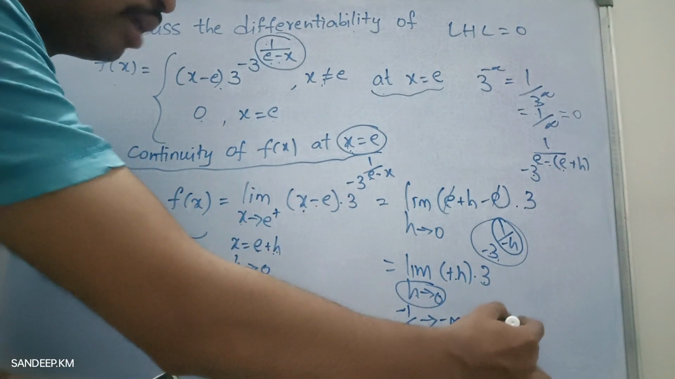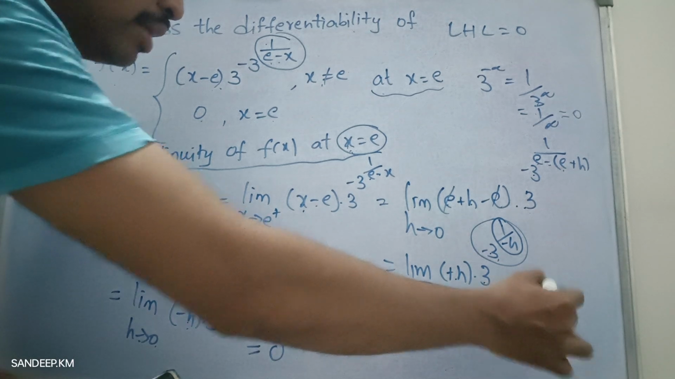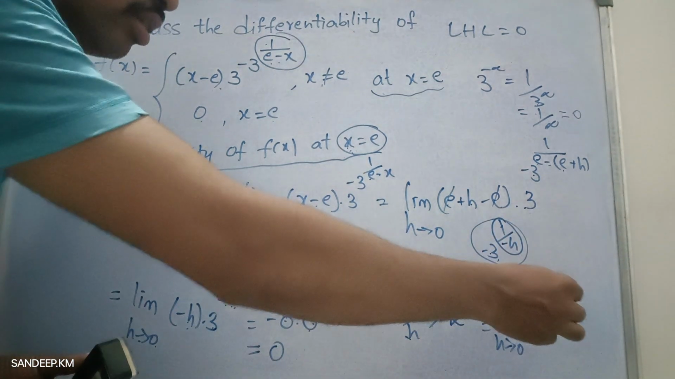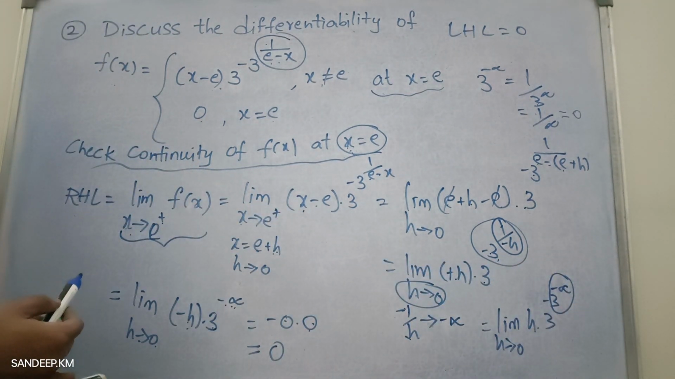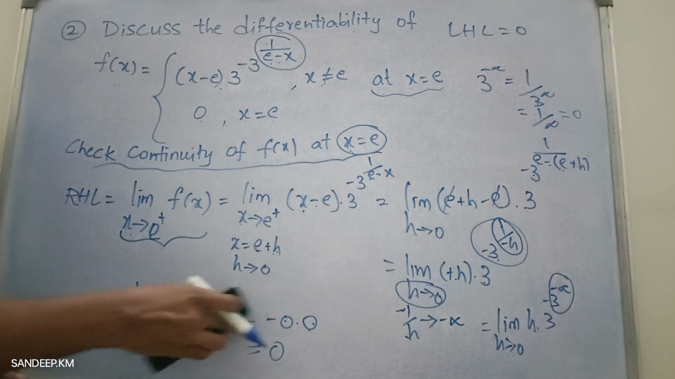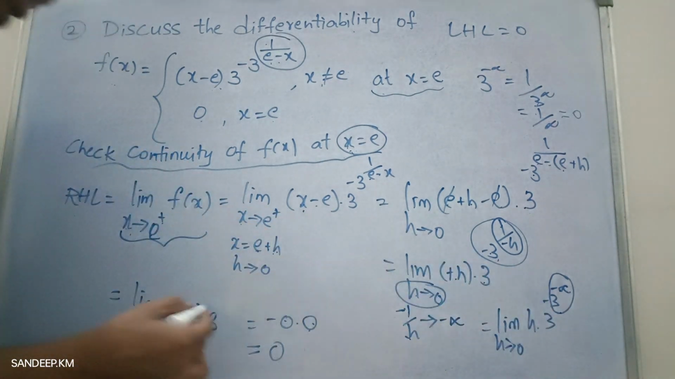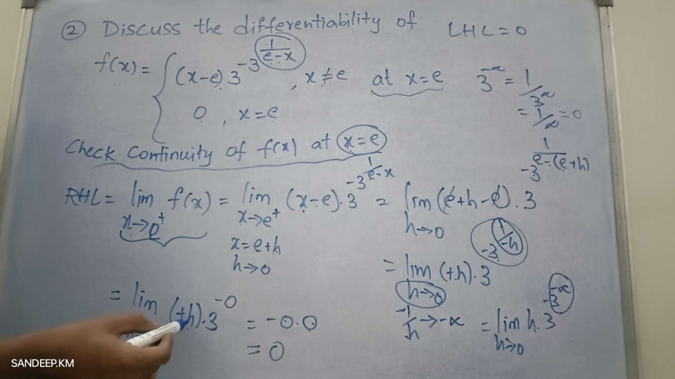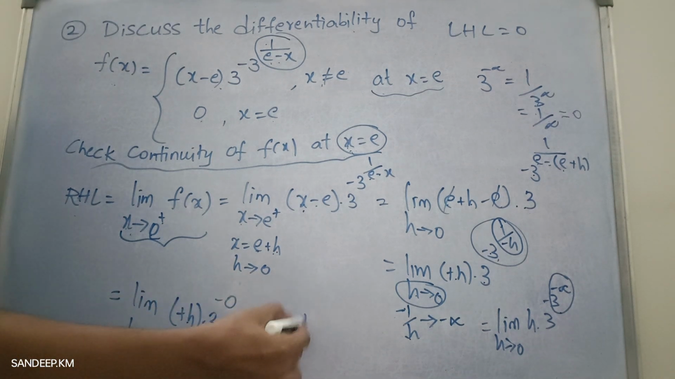We get limit h approaches 0, h into 3 power minus 3 power minus infinity. Dear students, as we have discussed already, 3 power minus infinity is 0. So what do we get then? 3 power minus infinity is 0 with a minus sign, and minus 0 or plus 0, both are the same. So I'll get plus h into 3 power minus 0. 3 power minus 0 is nothing but 3 power 0, and 3 power 0 value is 1.